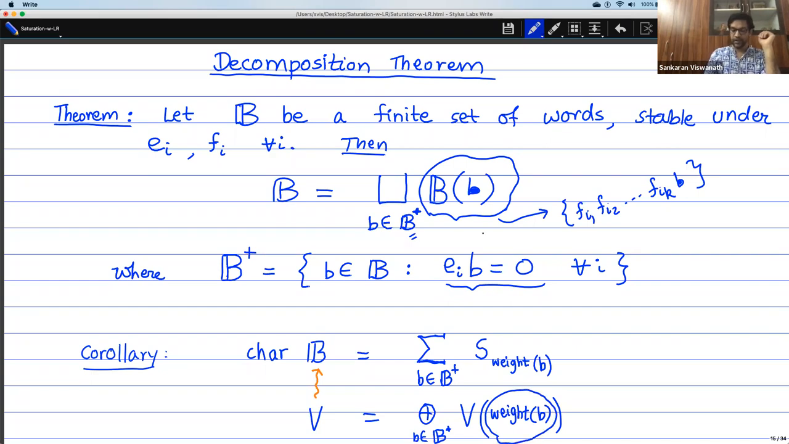So this fact here, decomposition of words, gives me a corresponding fact about representations, which is that if this B were the character of some representation B, then that representation B decomposes as the direct sum of the following irreducibles. It's V of weight of b as b varies over these elements of B plus. Okay, so this is sort of just the abstract decomposition theorem. So in terms of paths and so on, this is due to Littlewood-Richardson.